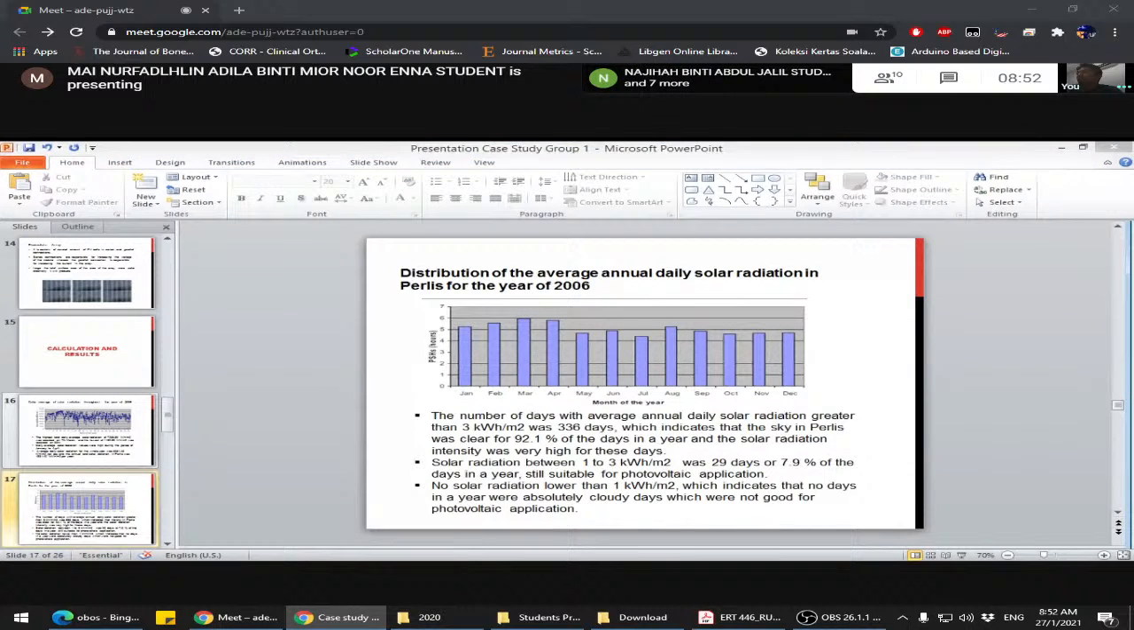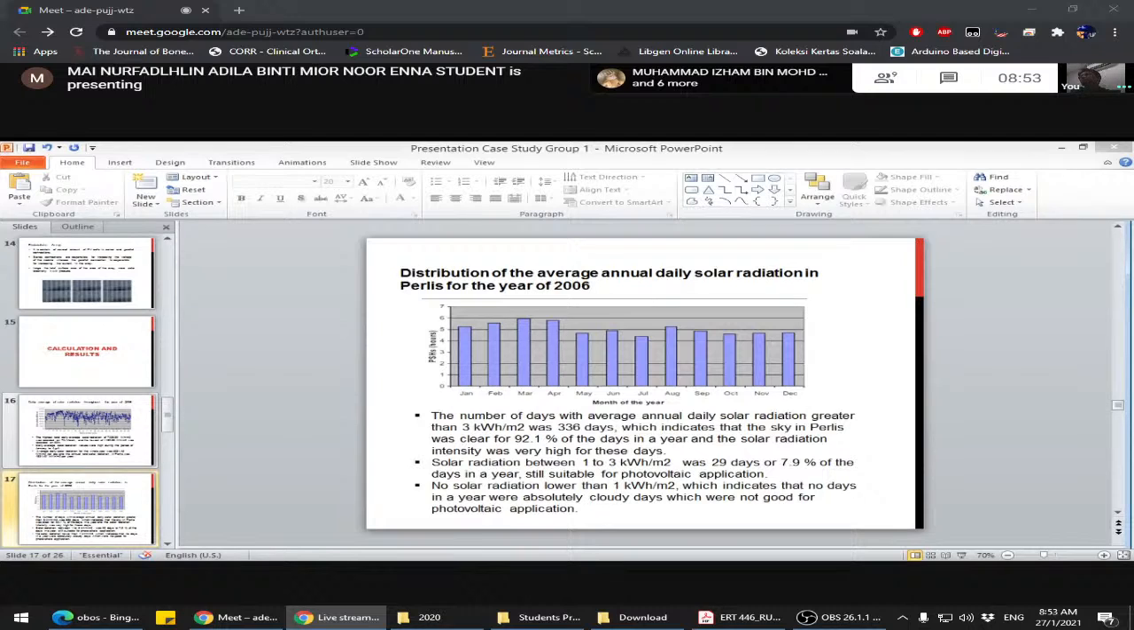And this is the graph of daily solar radiation in kilowatt hour, average annual daily. The number of days with average annual daily solar radiation greater than 3 kilowatt hour was 336 days, which indicates that the sky in Perlis was clear for 92.1% of the days in a year, and the solar radiation intensity was very high for these days.